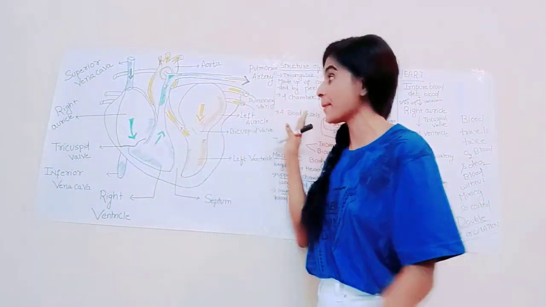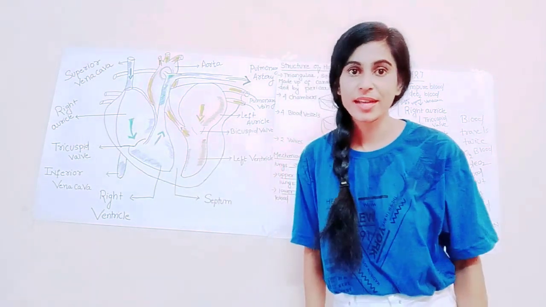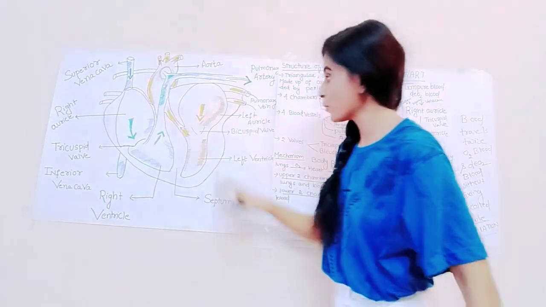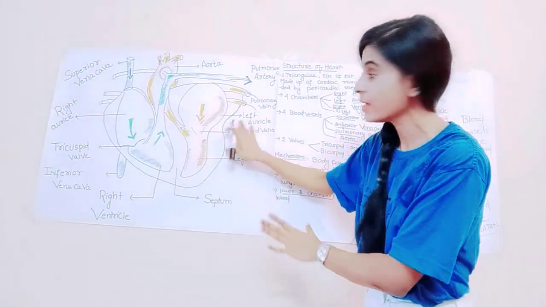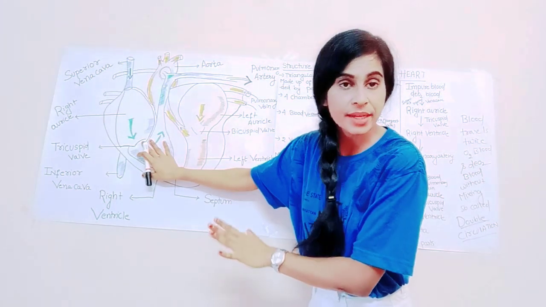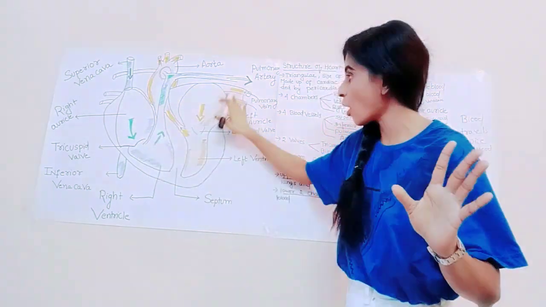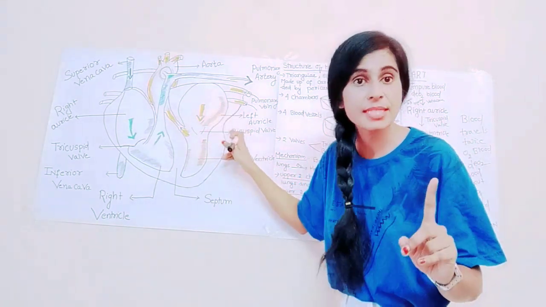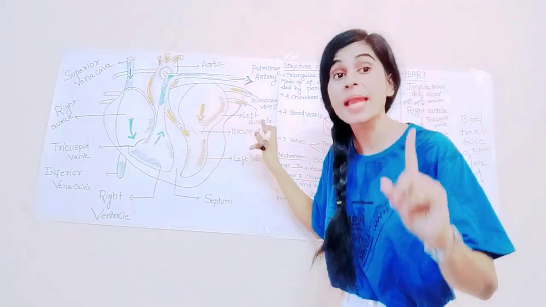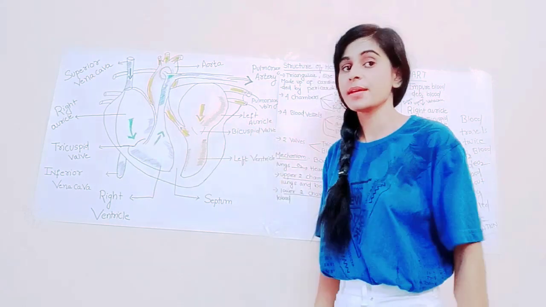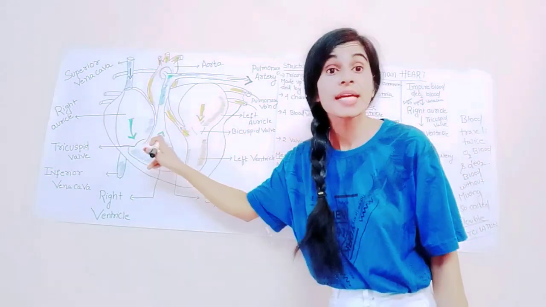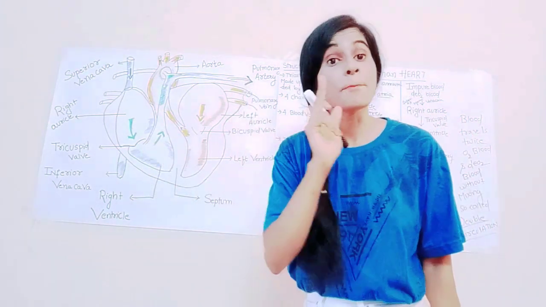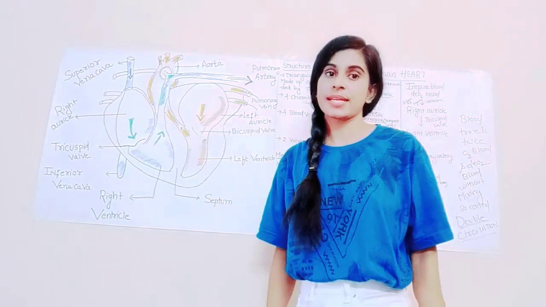You can see a beautiful diagram over here. It's the structure of the heart. You can see the orange color over here and the blue color over here. Remember the first point: the orange colored one denotes oxygenated blood. Oxygenated blood means the blood which carries oxygen. And the blue one denotes deoxygenated blood, meaning blood that carries carbon dioxide.